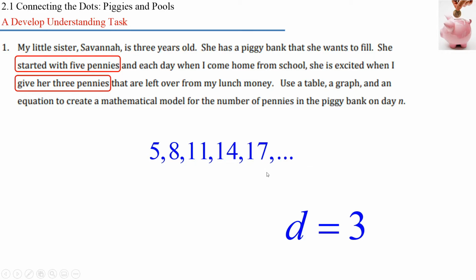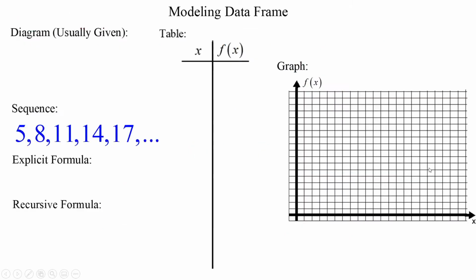Now we have to make a very important decision. Are we going to call this the 0 term or the first term? And we have to base that upon the context of the problem. So she started with 5 pennies. With that statement right there, I'm going to call this day 0. So that makes that 5 a 0 term. And then first, second, third, and fourth term, and so on. Okay, let's finish the rest of our models then.